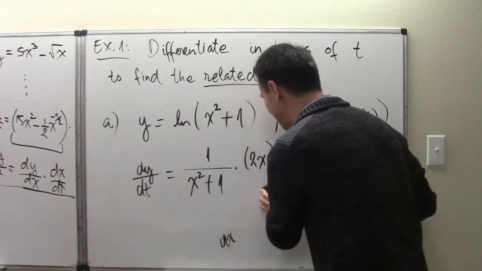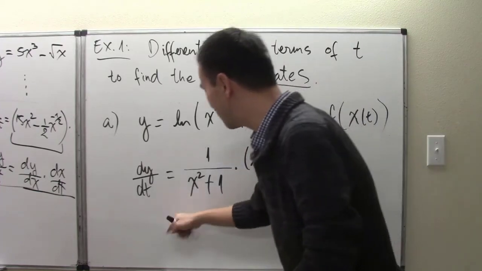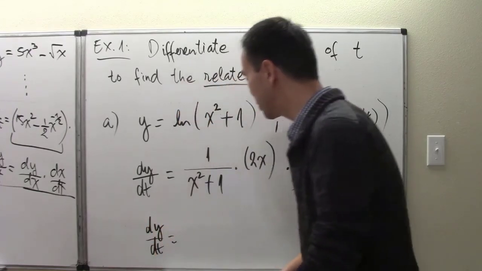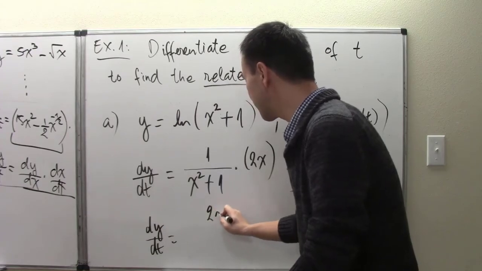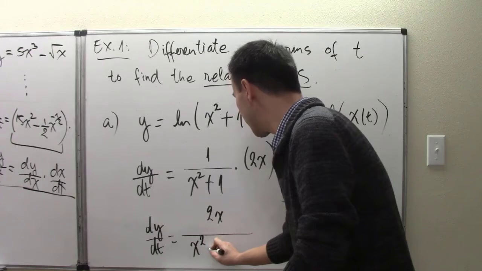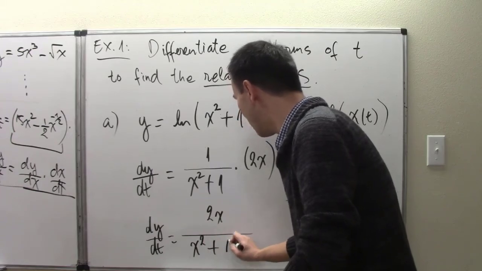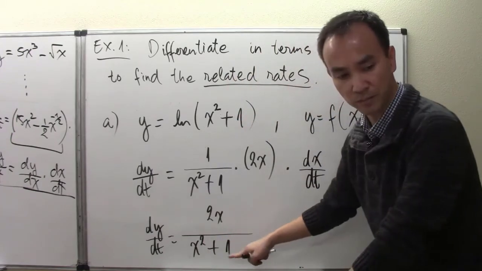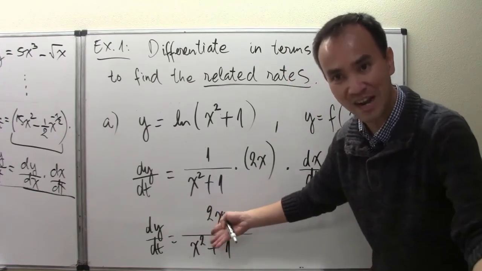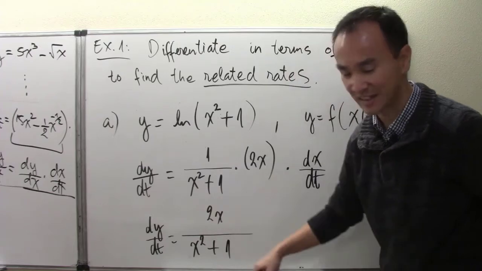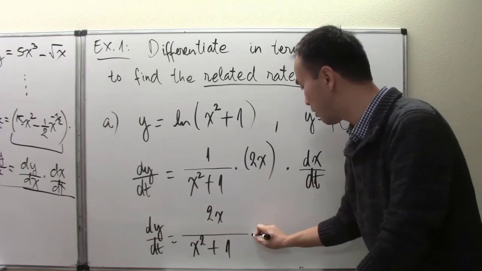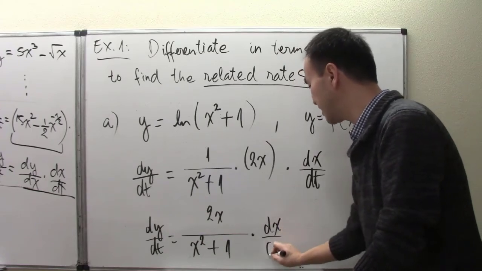Now allow me to erase this note right here. So dy dt is equal to 2x over x squared plus 1. See, this is my dy dx, but gladly we were able to find it. So why not find it and put it here? And then the dy dx here will multiply with dx dt.